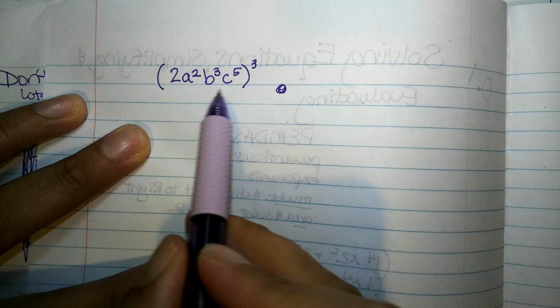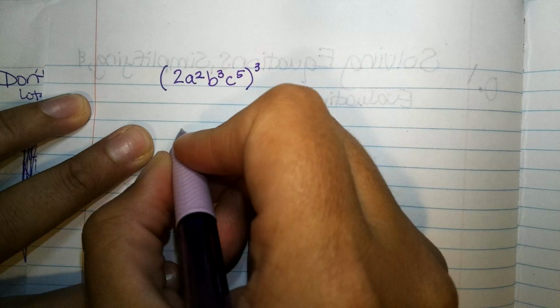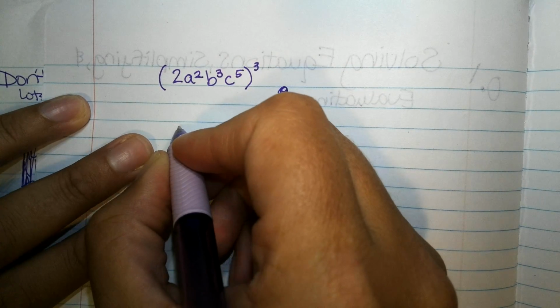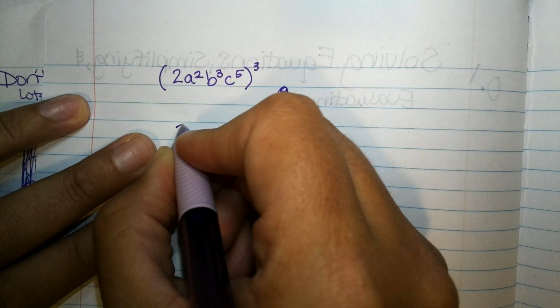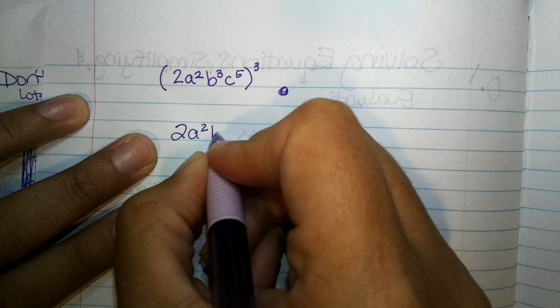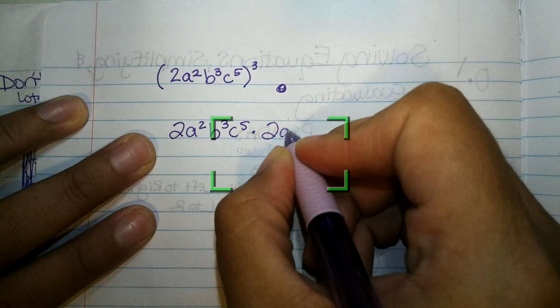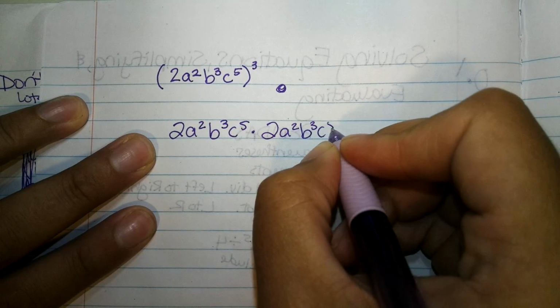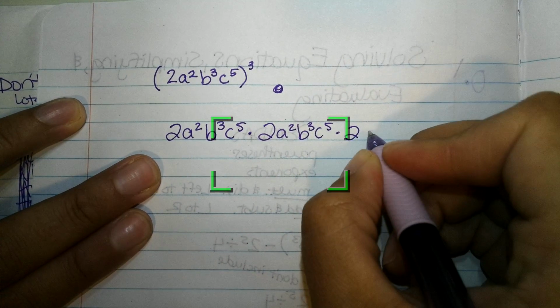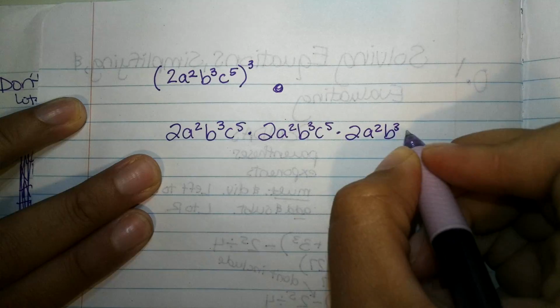Okay, here's what this means. Anytime I have something in parentheses to the 3rd power, it means I can write it 3 times. So if I have to, and you don't know our shortcuts, you can write 2a squared b to the 3rd c to the 5th times 2a squared b to the 3rd c to the 5th times 2a squared b to the 3rd c to the 5th.